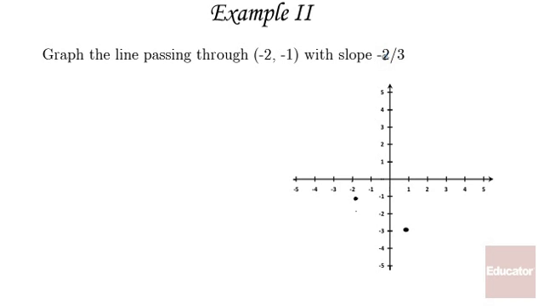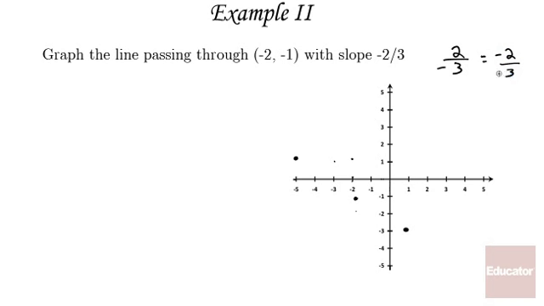You could have also looked at this as this. And I could say that for every 2 y is increased, x is decreased by 3. 1, 2, 3, right here. Same thing. You could look at it either way.